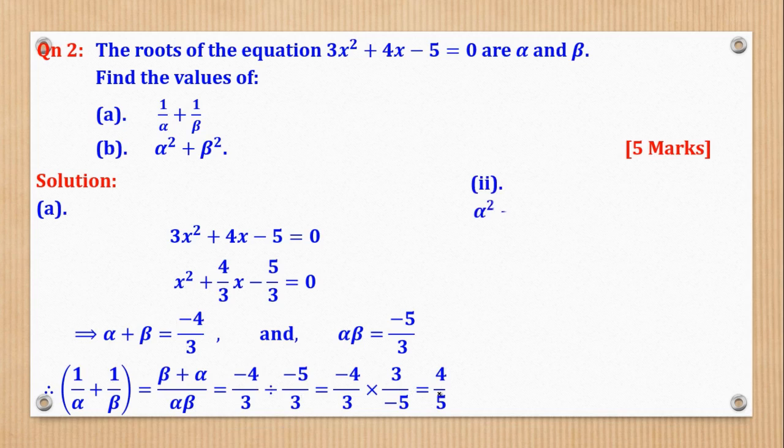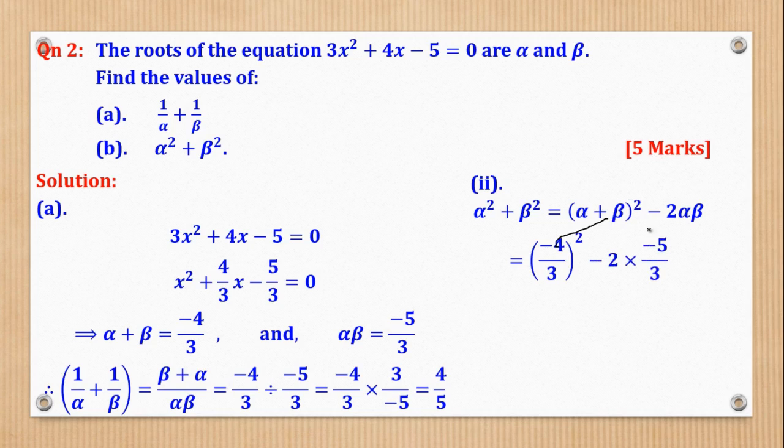For Roman 2, this one is the same as alpha plus beta squared minus 2 alpha beta. It's a known formula. Then come and substitute for the sum and the product, then use a calculator to get the answer they want.